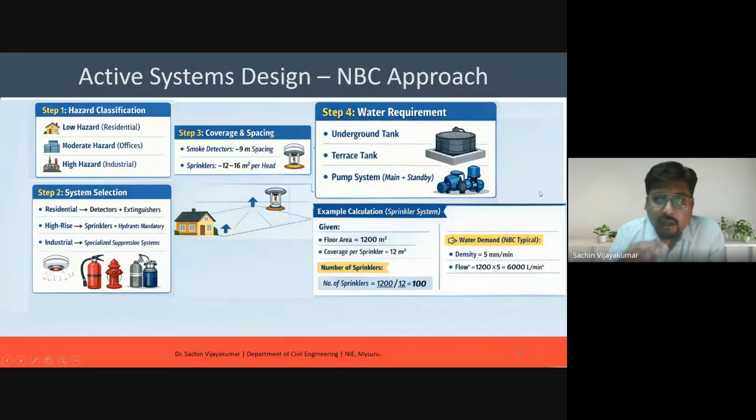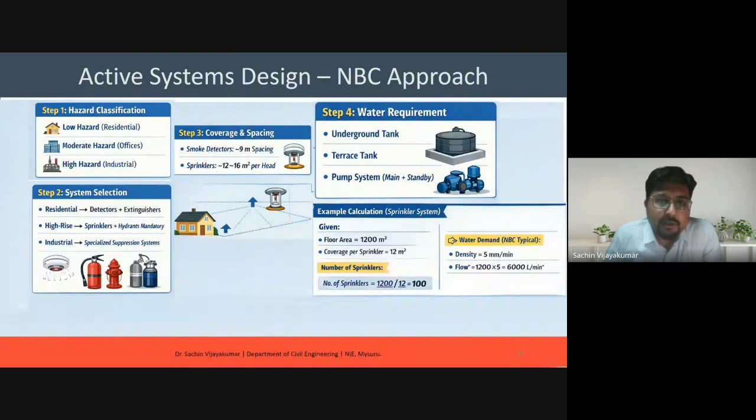Coming to how to design these active safety systems. In India, basically, we refer to NBC. I am going into depth on the basics because most of the students are here. NBC is the National Building Code.